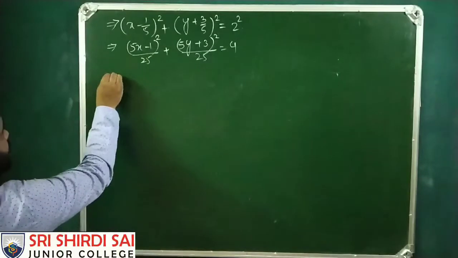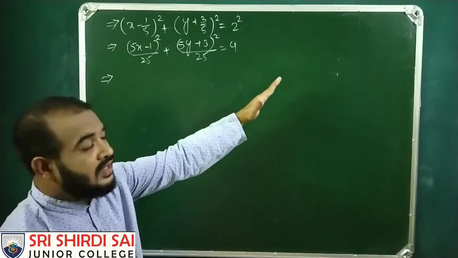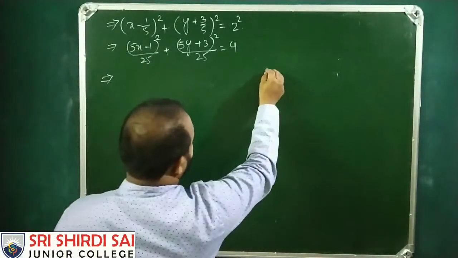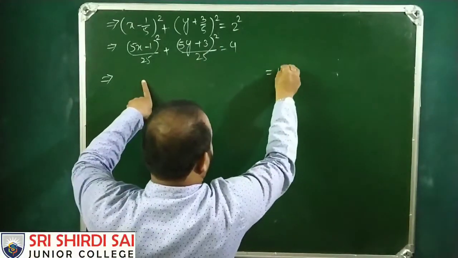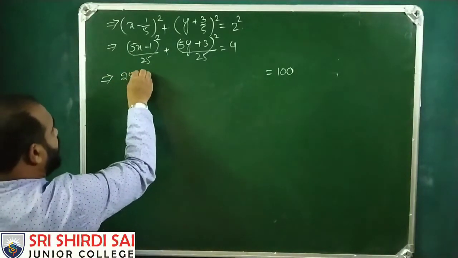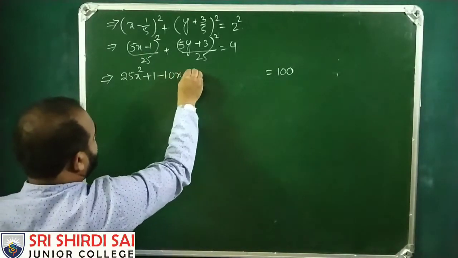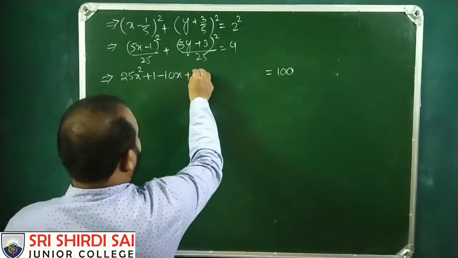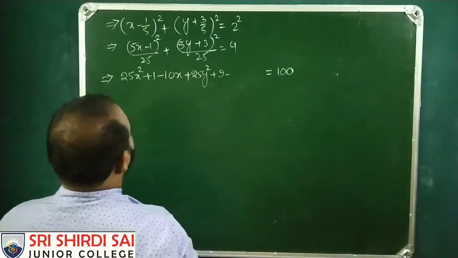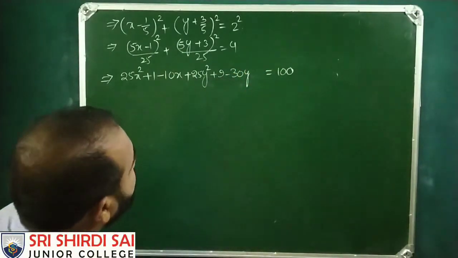So this is equals to 1 by 25. If I take LCM and transpose onto the other side, 25 fours are 100. So this is (a minus b) whole square. This is equals to how much? 25 fours 100 equals (a minus b) whole square. (5x) whole square is 25x square, plus 1, minus 2 5s are 10x, plus (5y) whole square, 25y square, plus 3 square 9, minus 2 5s are 10, 10 3s are 30y. So that is equals to 100.